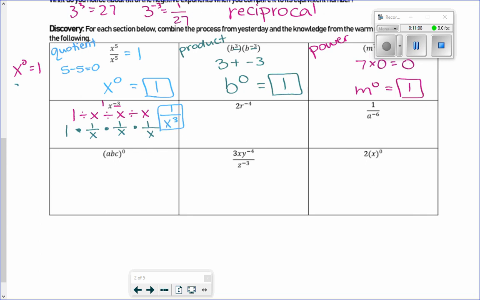Let's do a couple more. So here we have our 2, and the 2 is left alone with an invisible exponent of 1. But that r is being raised to -4, meaning instead of multiplying r over and over, we're going to do the opposite and divide r over and over. So what this ends up being is 2 over r to the power of 4. Or I could do 2 times 1 over r times 1 over r times 1 over r times 1 over r, just like I did right here.